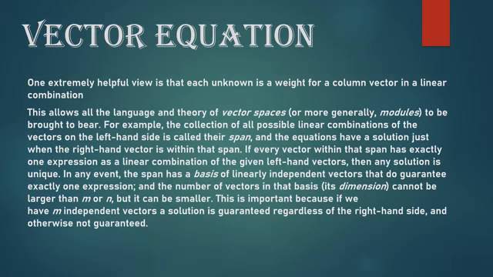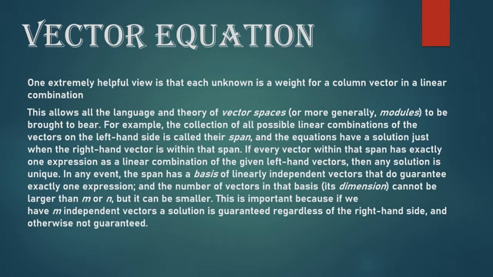Let's know about vector equation. One extremely helpful view is that each unknown is a weight for a column vector in a linear combination. This allows all the language and theory of vector spaces to be brought to bear. For example, the collection of all possible linear combinations of the vectors on the left hand side is called the span, and the equations have a solution just when the right hand vector is within that span. If every vector within that span has exactly one expression as a linear combination of the given left-hand vectors, then any solution is unique.